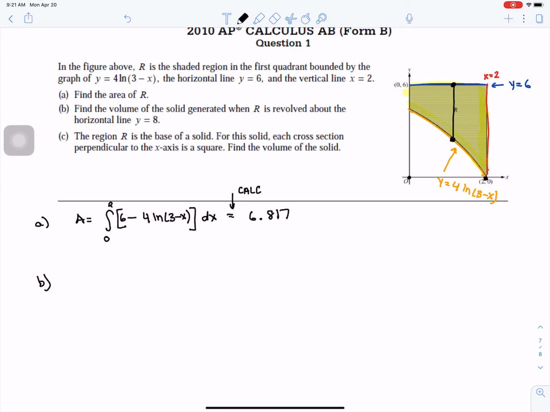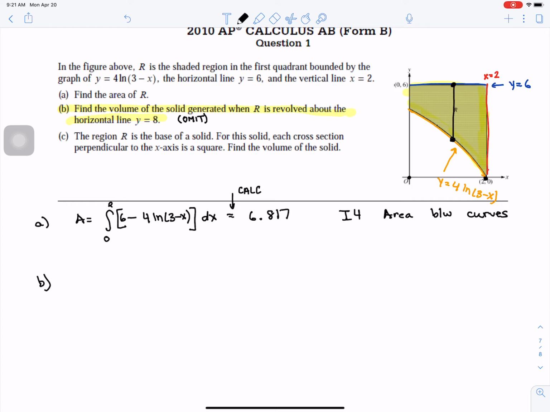Let's look at part B. This is our I4 outcome, which is area between curves. We talked about that last week. Find the volume of the solid generated when R is revolved about the horizontal line y equals 8. We have not covered that yet, so we're just going to omit it for now, but by the time we're done the whole volume section, you should be able to do that.